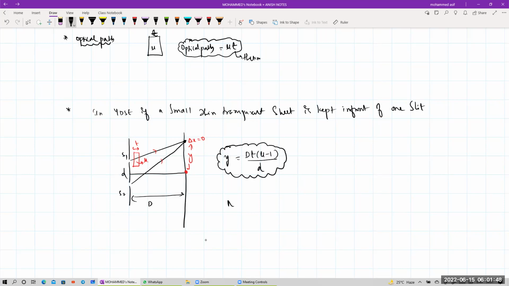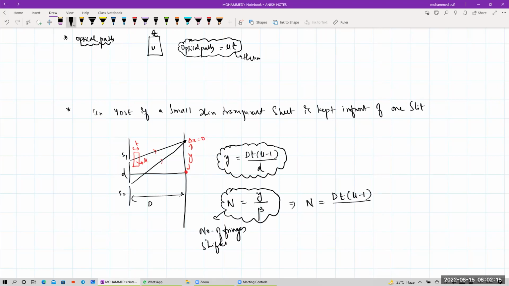कितने number of fringes shift हुए, मतलब क्या लिखोगे, n is equal to y divided by beta. So n represents what, number of fringes shifted, कितने shift हुए, number of fringes which have been shifted, क्योंकि central maxima shift हो गया है तो ऊपर इससे पहले जो dark and bright पड़ रहा था वो भी shift हो जाएगा ना बेटा, तो वो कितना बना, n is equal to y, which is capital D into t into mu minus 1 divided by small d, divided by beta. बीटा का formula क्या होता है बेटा, beta is equal to capital D into lambda divided by small d.